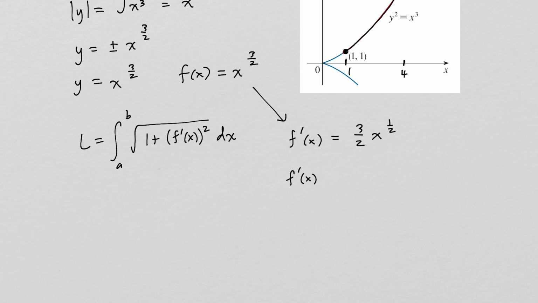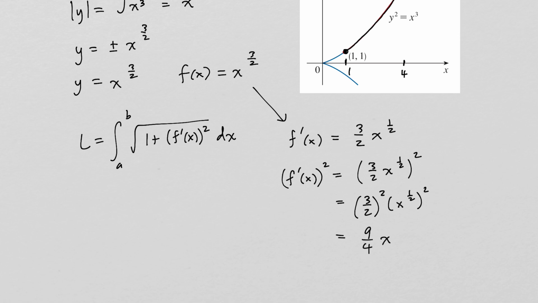And then let's go ahead and find what we get when we square that derivative. So squaring this derivative is going to be squaring the function 3/2 x to the 1/2. And that, of course, means that we need to square 3/2 and we need to square x to the 1/2. And this gives us 9/4 times x. And so the arc length of this particular function is going to be the integral from x equals 1 to x equals 4 of the square root of 1 plus 9/4 x dx.